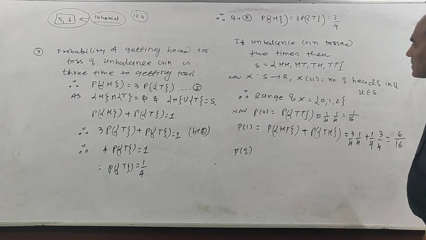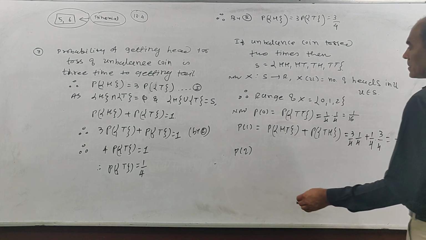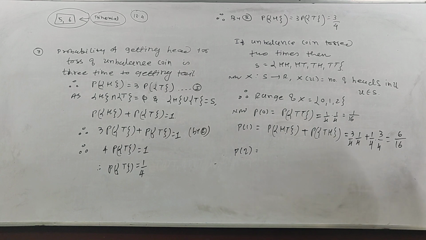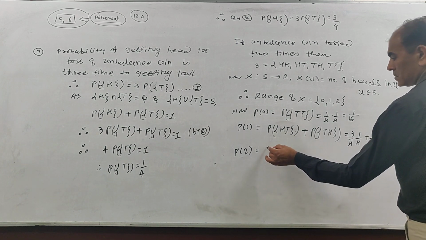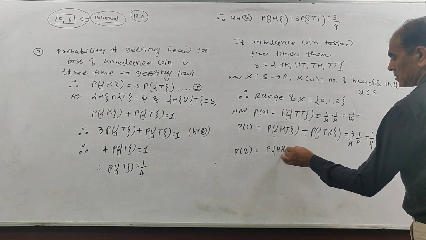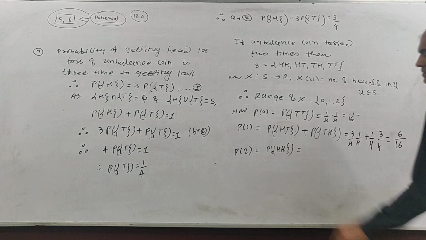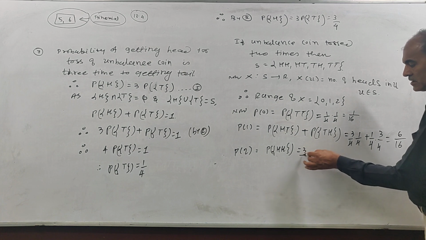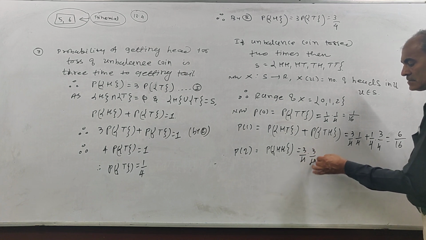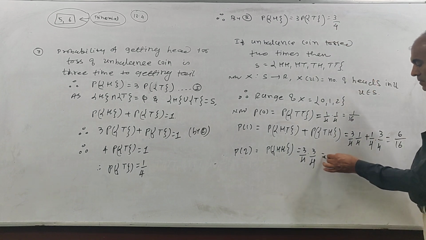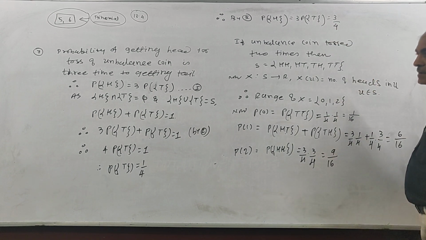Now see, is it tossed 3 times or 2 times? 2 times. Now what is P of 2? 2 heads are there: the first head as well as the second head. The first head is 3 by 4, the second is 3 by 4, so 9 by 16.